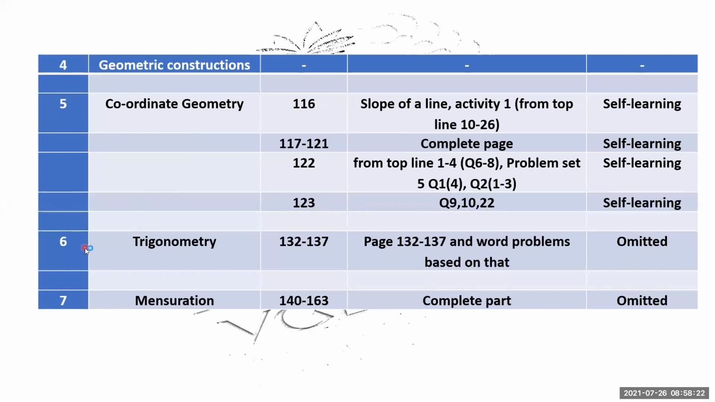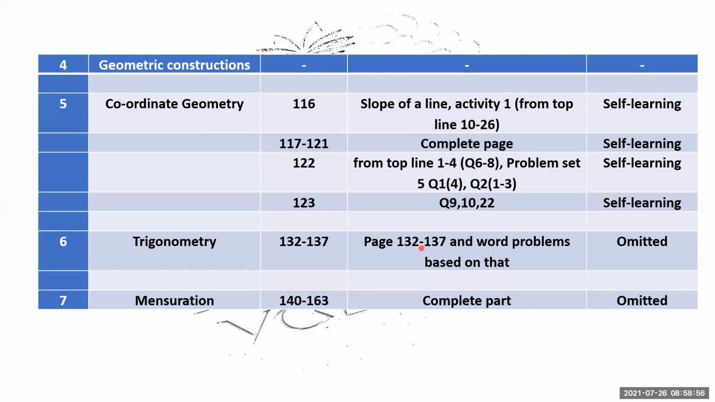Next, move to chapter number 6, trigonometry, page 132 to 137, and word problems based on that. Whatever content is on pages 132 to 137, everything has been omitted.